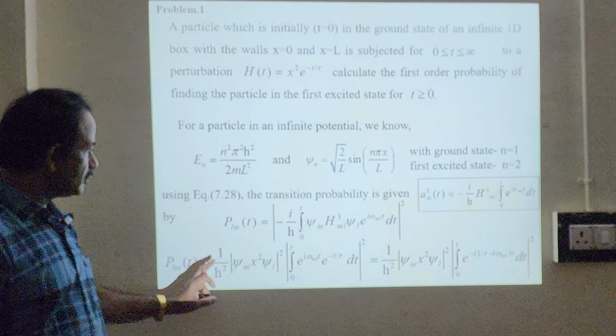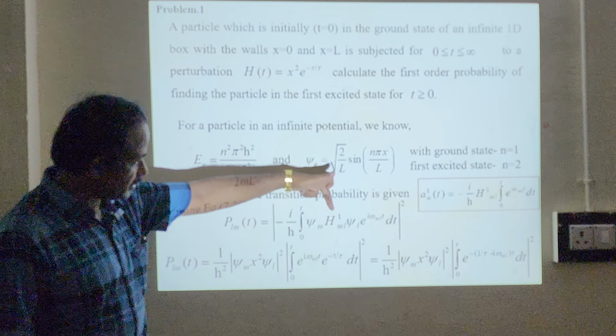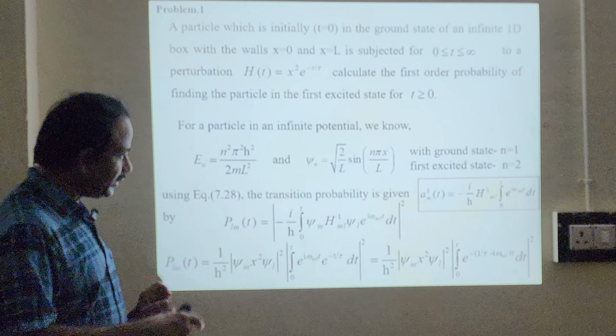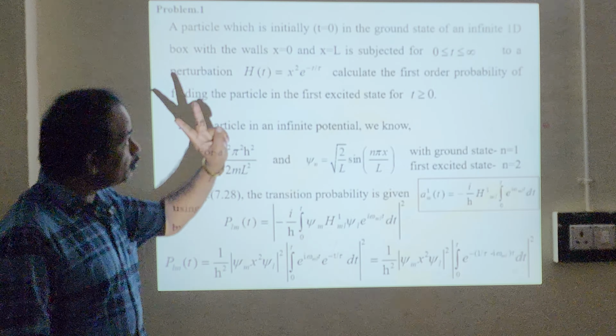So we know that the expression for H of t is given as x squared e power minus t by tau. Just substitute here. And we are going to separate this into two terms. One is x squared, another term will be e power minus t by tau. One is the x term, another one is the t term. We are going to separate.